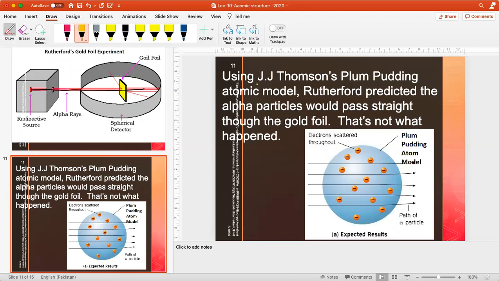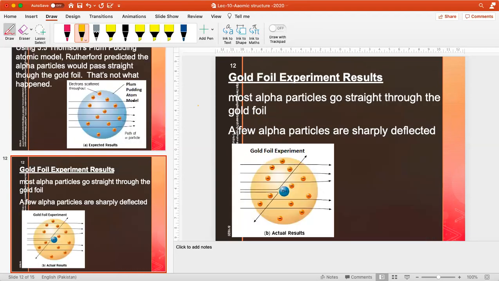Okay, so using J.J. Thomson's plum pudding atomic model, Rutherford predicted the alpha particles would pass straight through the gold foil. That's not what happened. This meant that these alpha particles can pass through the plum model without being deflected. So what were the results of the gold foil experiment? Most alpha particles go straight through the gold foil. A few alpha particles are sharply deflected.